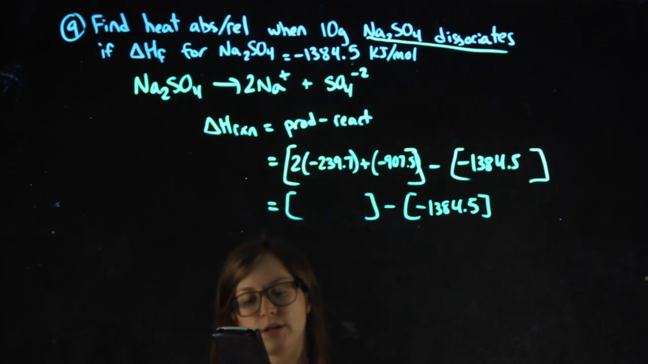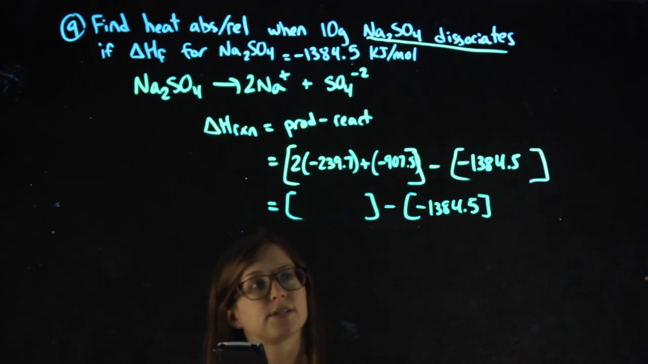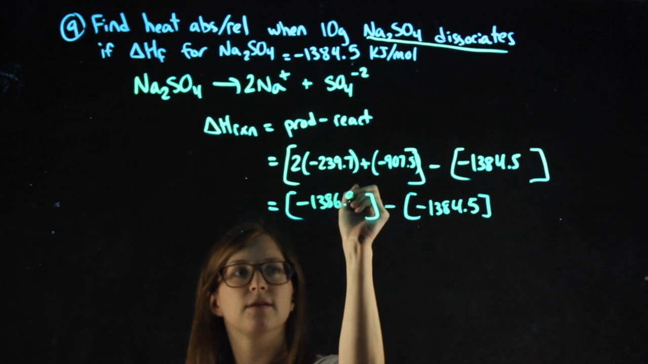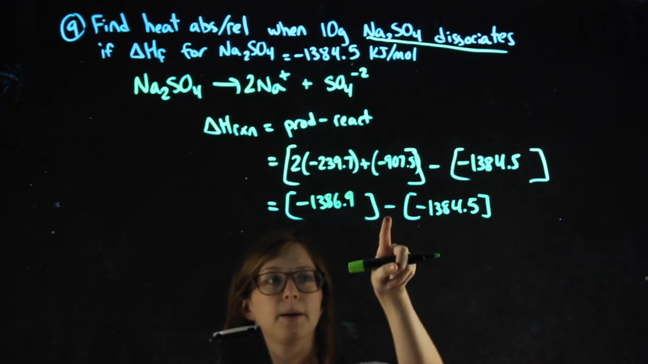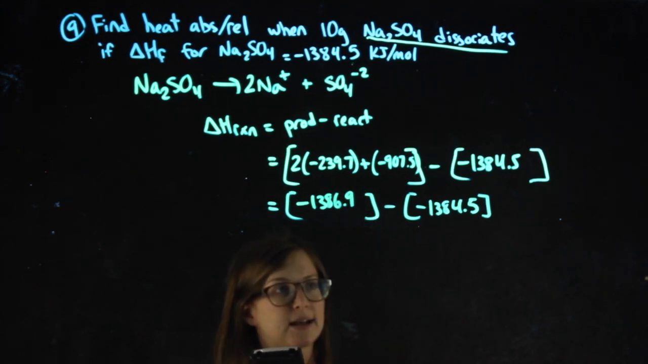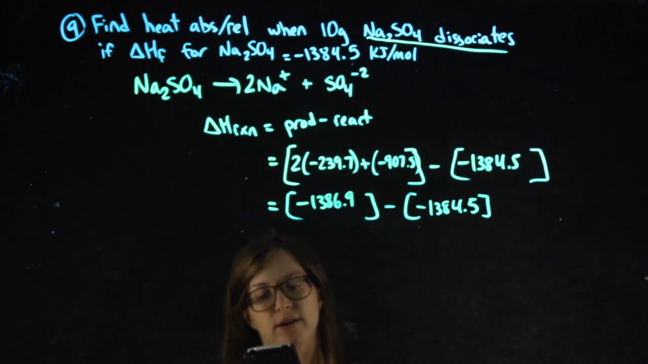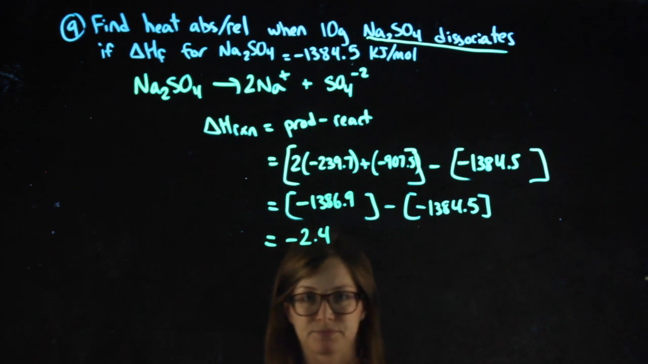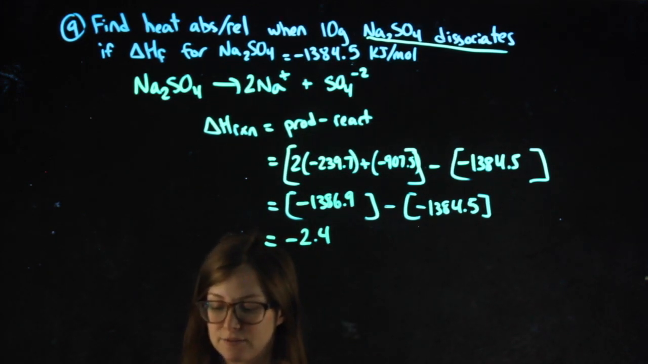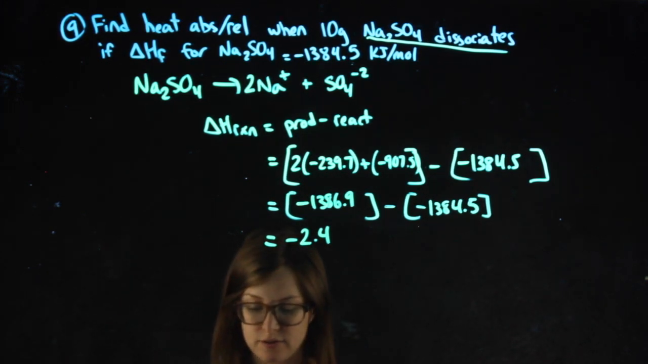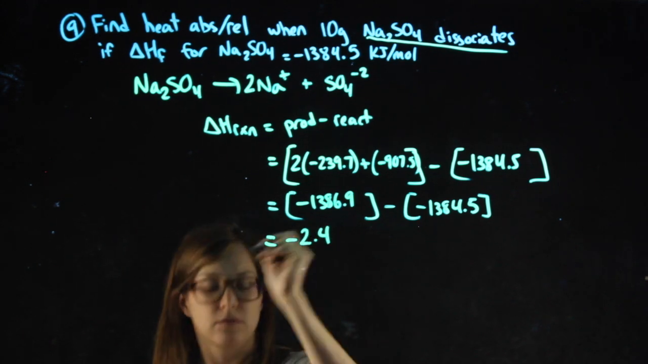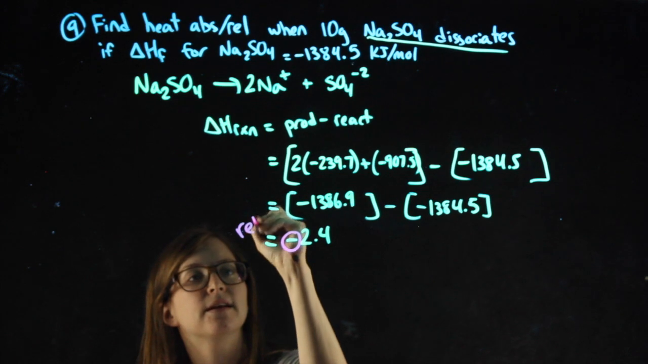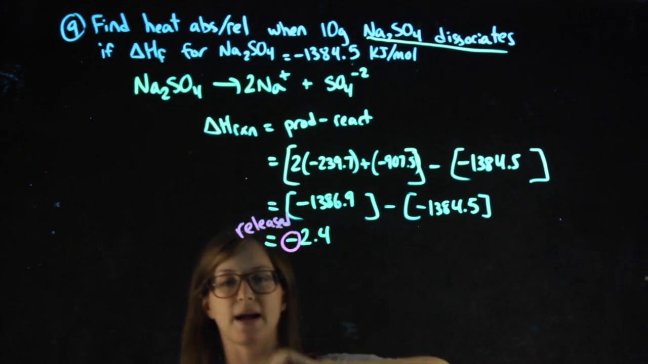2 times -239.7 plus -907.5 is -1386.9. Minus negative, I just type it exactly as I see it, 1384.5. I get -2.4. The negative tells me that the heat is being released by this reaction.